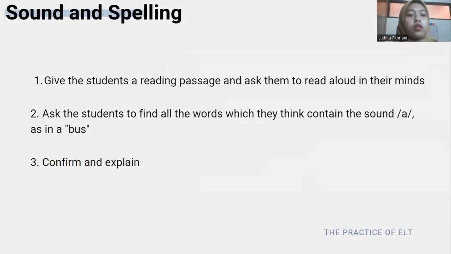The first step is that the teacher gives the students a reading passage and asks them to read aloud in their minds. After that, the teacher asks the students to find all the words which they think contain the sound as in bus. And then when the students finish, the teacher should confirm and explain.